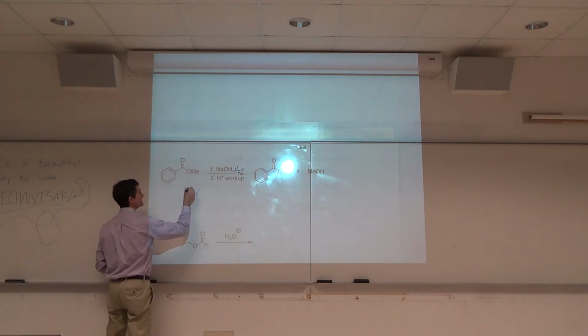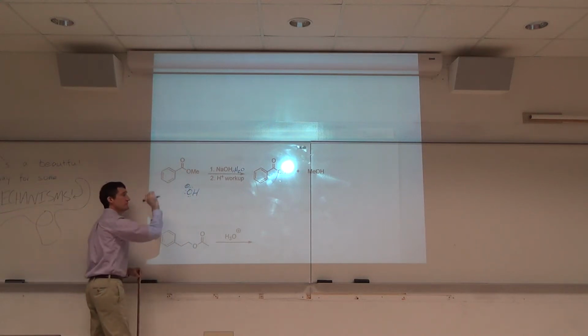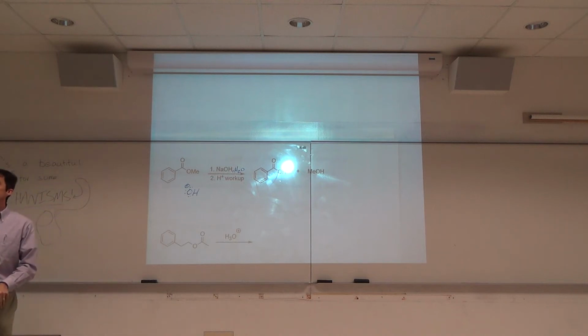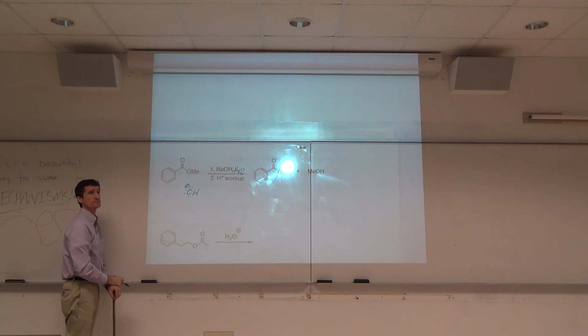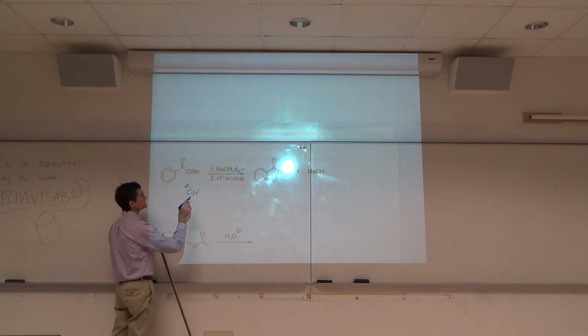What's the first step? Do we protonate the carbonyl? No, we're not under acidic conditions. We're under basic conditions. So what's the first step? Abstract the methyl, make the carboxylate. How do you want to abstract the methyl?